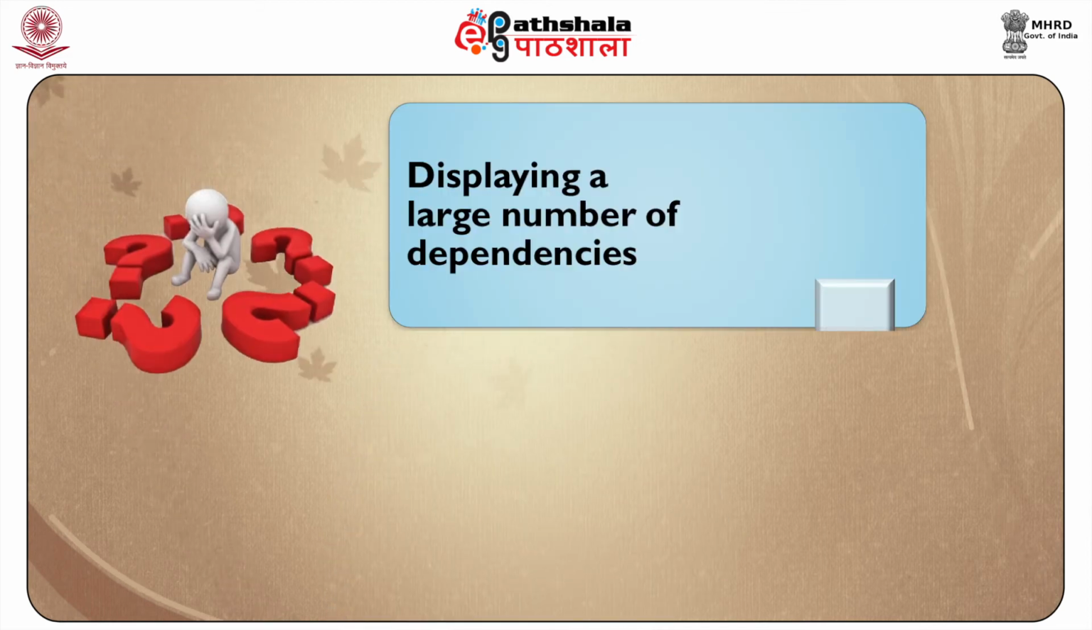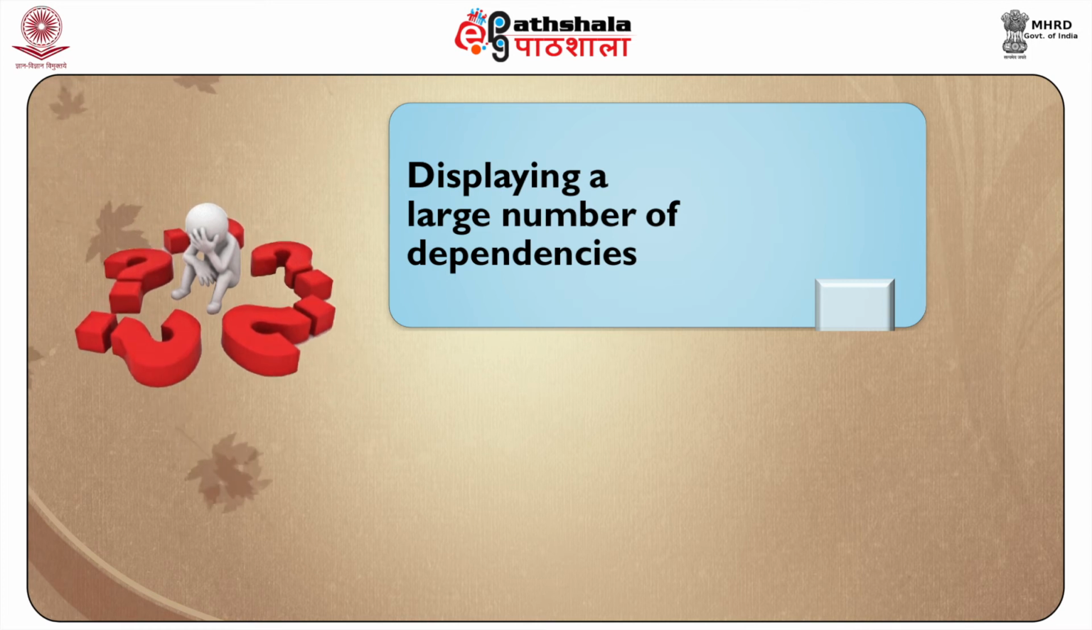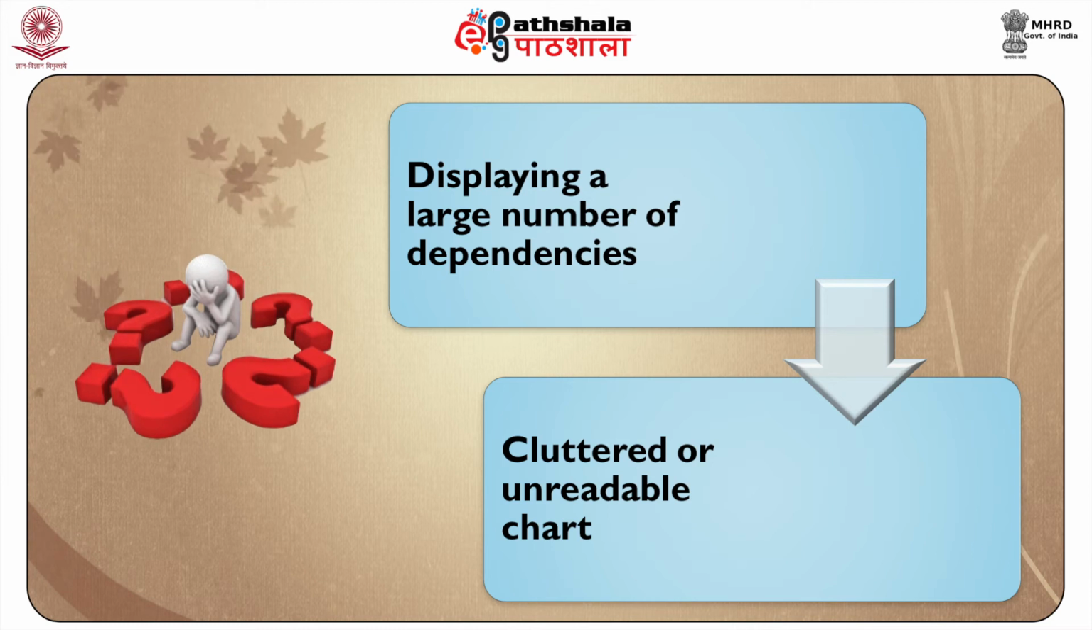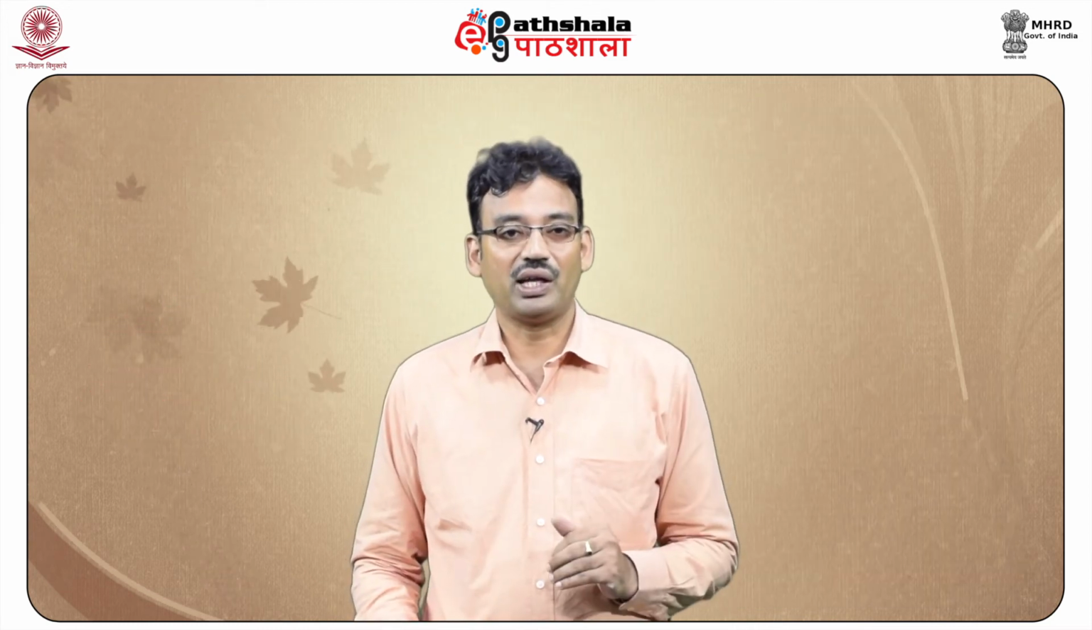This is a limitation. Although project management software can show schedule dependencies as lines between activities, displaying a large number of dependencies may result in a cluttered or unreadable chart. This is also a limitation. Because the horizontal bars of a Gantt chart have a fixed height, they can misrepresent the time phased workload, that is, the resource requirements of a project.